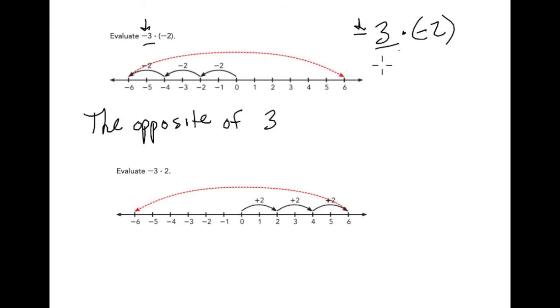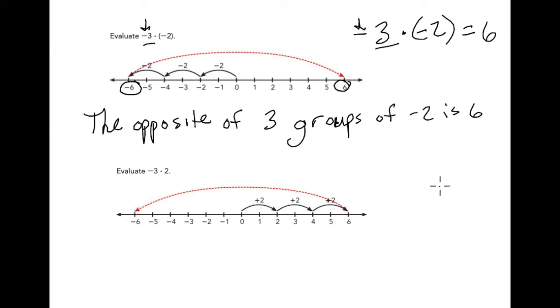Multiplication can be read as groups of, so that would be 3 groups of negative 2. So negative 3 times negative 2 could be read as the opposite of 3 groups of negative 2. We know that 3 groups of negative 2 was a negative 6. So to show this on a number line, we're going to show what 3 groups of negative 2 is to begin, and then we're going to draw a dotted line going to the opposite of that, all the way up to a positive 6. So the opposite of 3 groups of negative 2 is equal to 6, which means that a negative 3 times a negative 2 equals 6.